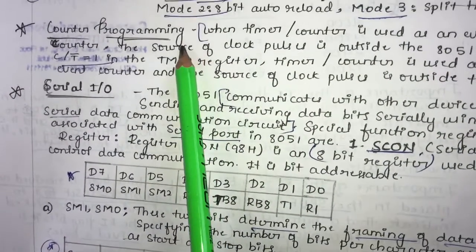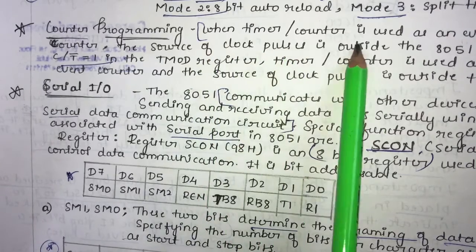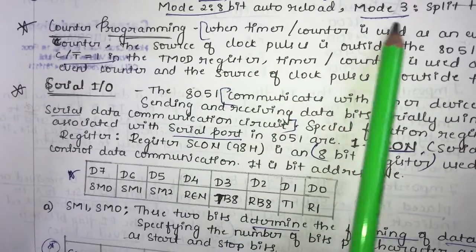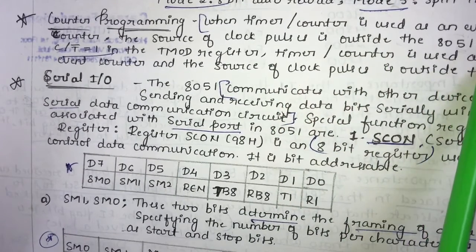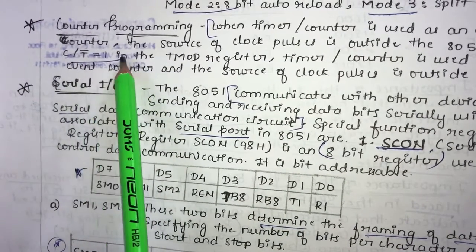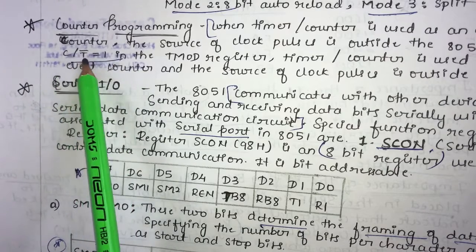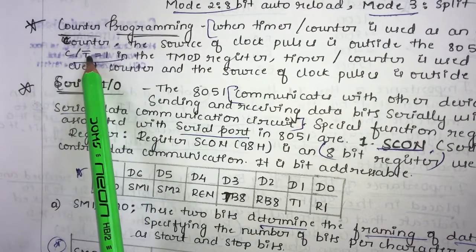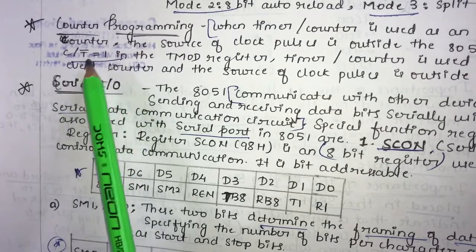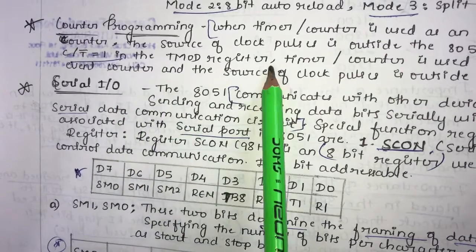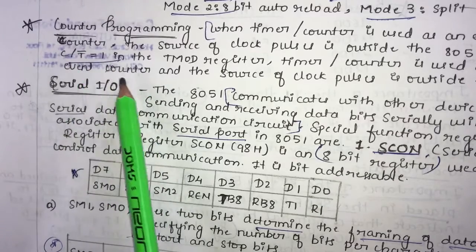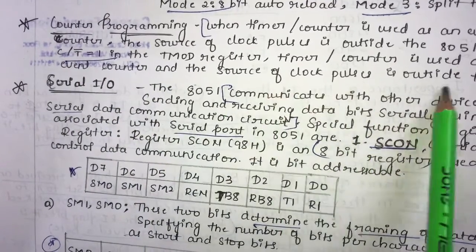Next we have counter programming. When the timer or counter is used as an event counter, the source of the clock pulse is outside. In the 8051, if C/T bar equal to 1, which is very important, it is active high and counting works. If C/T bar equal to 0, then timing works. So depending upon this C/T bar, whether it is 1 or 0, timing or counter action is selected. In the TMOD register, the timer or counter is used as an event counter because it is 1 counting, and the source of clock pulse is outside the 8051.